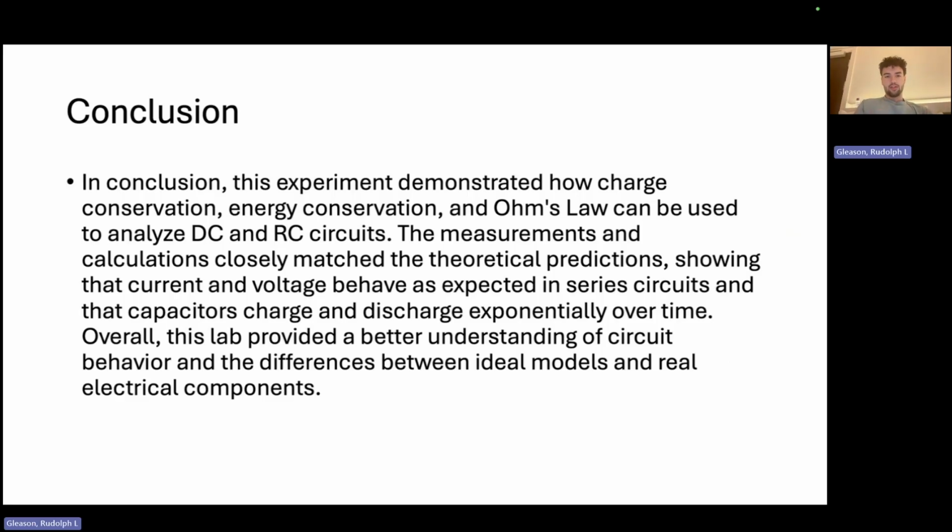Also, I noticed that my calculated predictions closely matched the theoretical predictions. So this showed that even in real life, with the resistance and other factors, you can still use these calculations to build circuits and use them in real engineering projects.